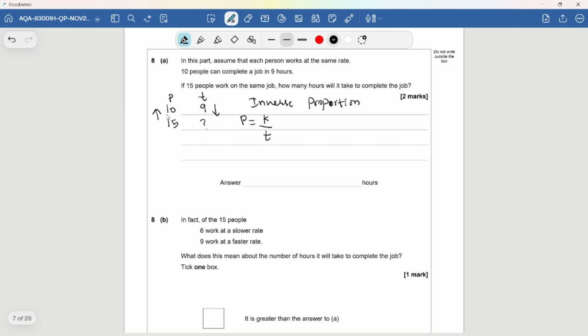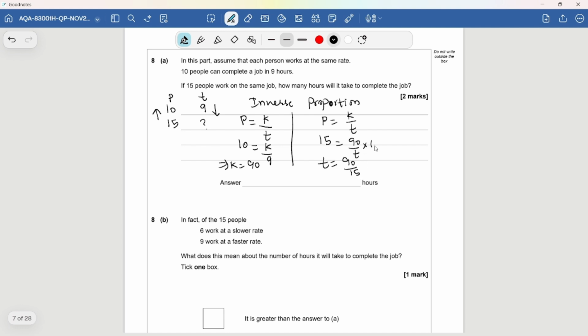First, taking these two values for P and T, P is 10 and T is 9, which gives the value of K as 9 times 10, which is 90. Using this value of K, now writing the same equation: instead of P as 10, I'm taking P as 15 because the number of people is now 15, and K is 90. What will be the time? So T will be 90 over 15.